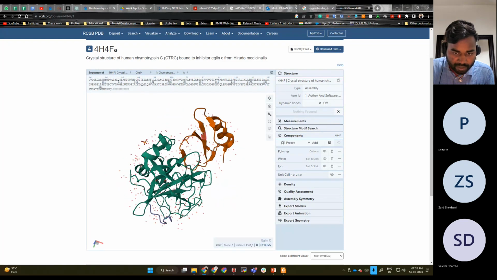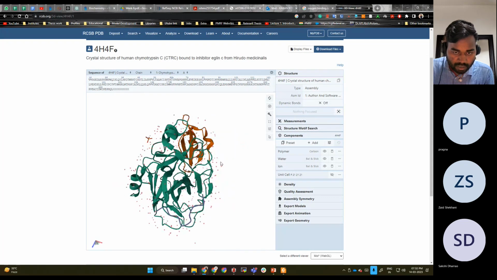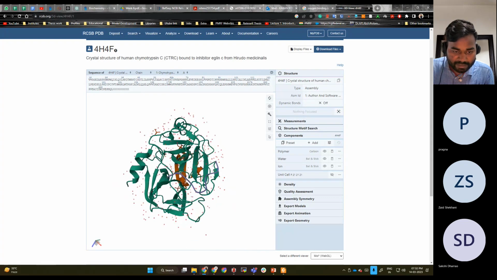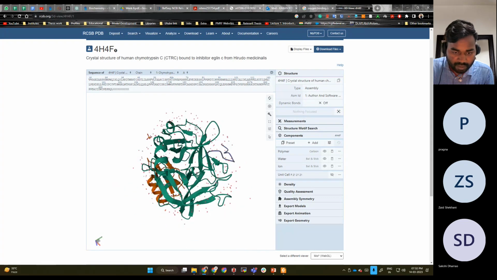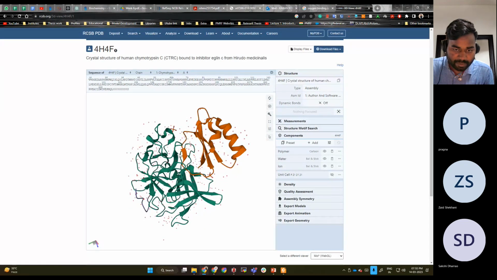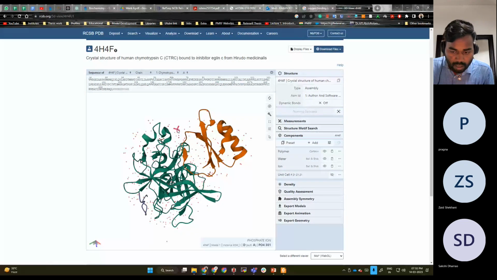This is your random coil, this coil structure, and your beta sheets are here. These are the beta sheets, beta strands. Now these dot molecules are nothing but crystal water. Okay, and let us see which molecule it has bound. This is a phosphate ion. You will see it in the corner here.